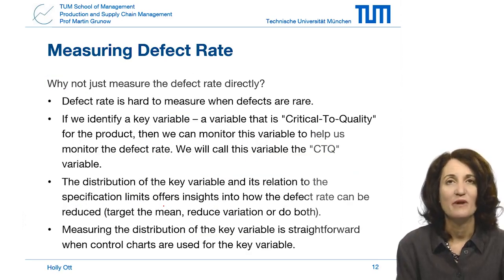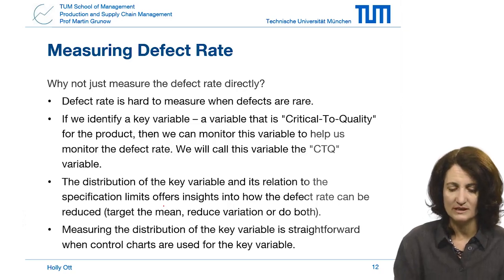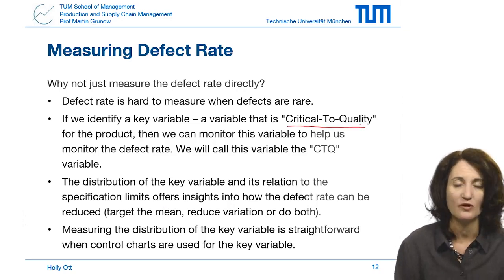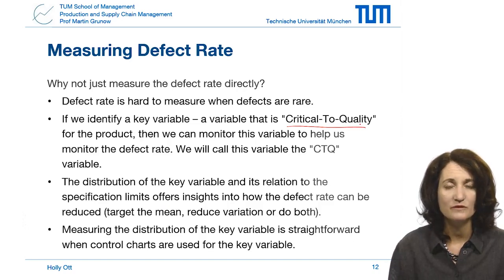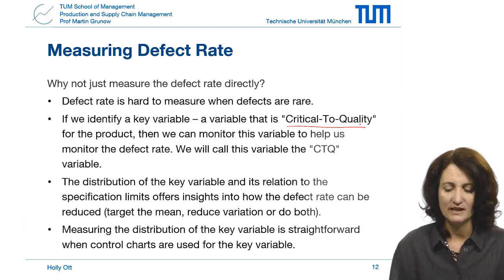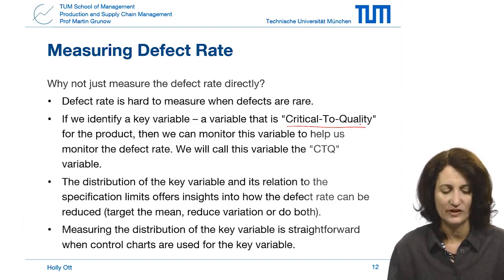Let's look at measuring the defect rate. So why don't we just measure the defect rate directly? Well, first of all, the defect rate is hard to measure when defects are rare. And what we're going to be trying to do is to identify a key variable. We call this the critical to quality variable for the product. We want to measure this variable to help us monitor our defect rate. If this variable moves out of specification, then we expect a defective. And we're going to call this the critical to quality, or CTQ, variable.